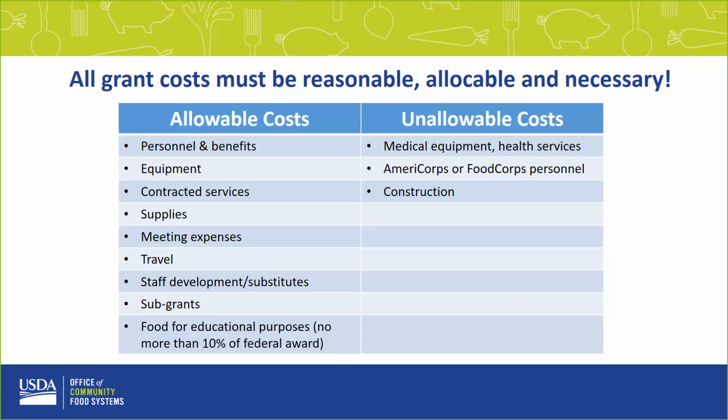Here are some examples of allowable and unallowable costs under the guise of this grant program. These are described in more detail in the RFA in Appendix C. It is worth noting that these allowable costs apply to both the federal award and the non-federal match. So matching funds must also be allowable according to the parameters of this grant program.